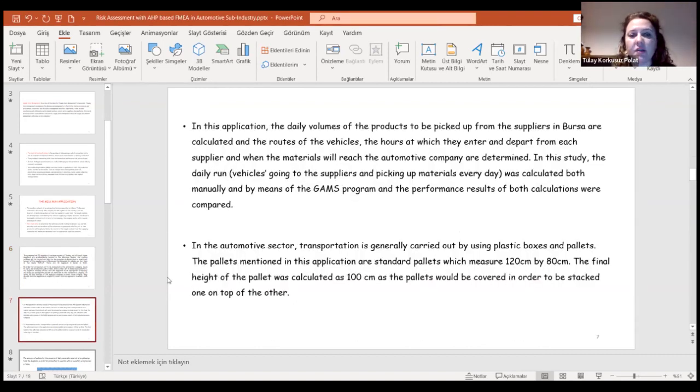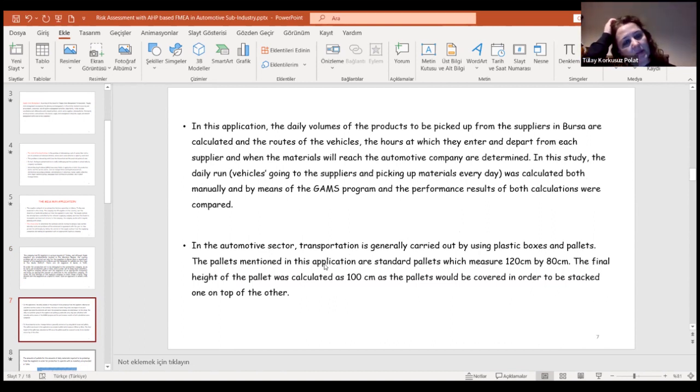In this application, the daily volumes of the products to be picked up from the suppliers in Bursa are calculated, and the routes of the vehicles, the hours at which they enter and depart from each supplier, and when the materials will reach the automotive company are determined.